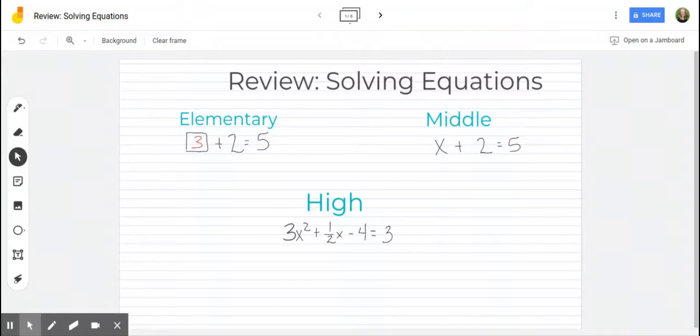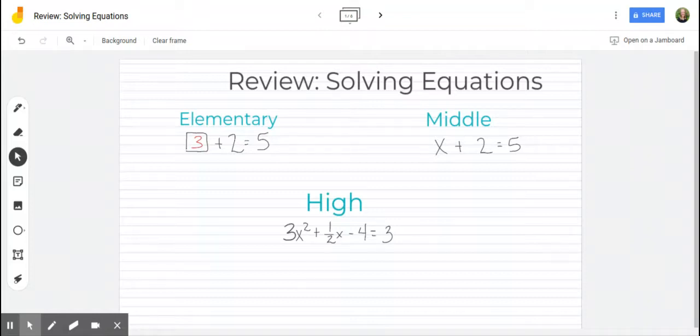And then in middle school, you were introduced to variables. So instead of squares or just filling in the blank, you were introduced to a variable, an unknown value. And a variable is usually represented by a letter. It could be X, it could be Y, T, Z, does not matter what it is. And it works the same way. You're trying to find the value of that variable, the value here of X, that would make the equation true. Well, it's the same as the elementary one. The only number that will work in place of X is a 3.